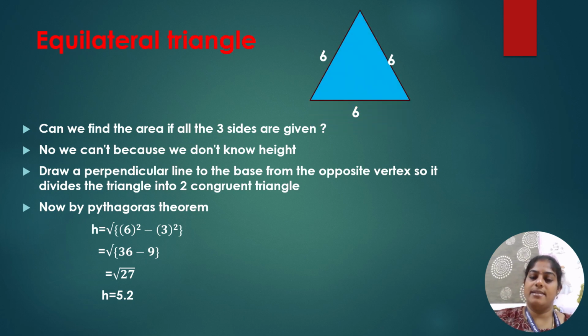What type of triangle is this? This is an equilateral triangle. That is, all the three sides are equal. So here also you need to find the area of the triangle, with the help of the formula half into base into height.